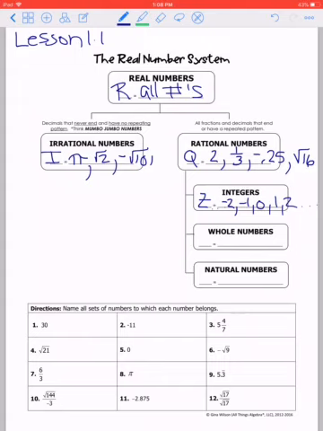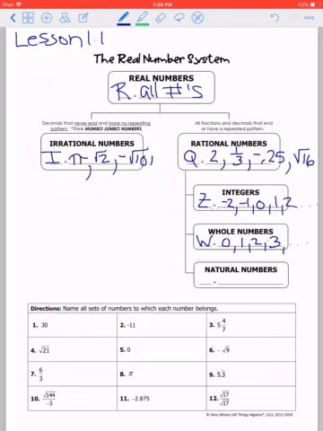Whole numbers are different from integers in that they only include 0 and the positive numbers. So you can no longer use negatives. Whole numbers, we're going to use the W. All right. And then whole numbers would start with 0 and then anything increasing 1, 2, 3, and so on. And I'm going to put some dots here to let you know that that continues on indefinitely.